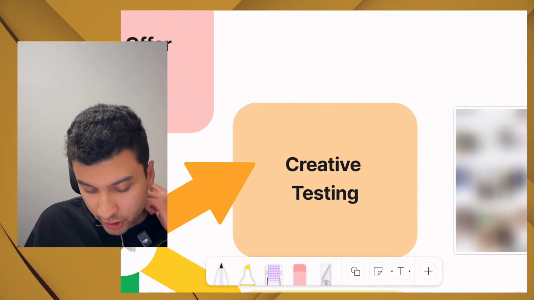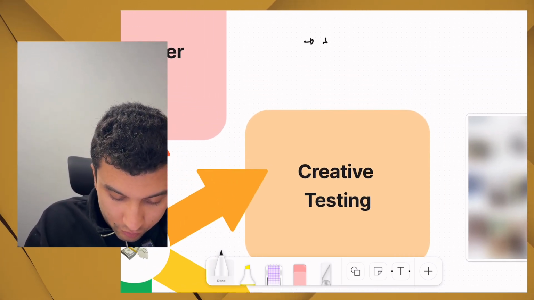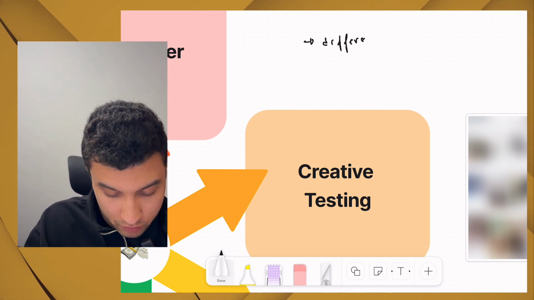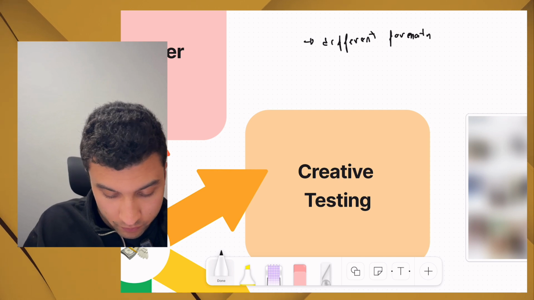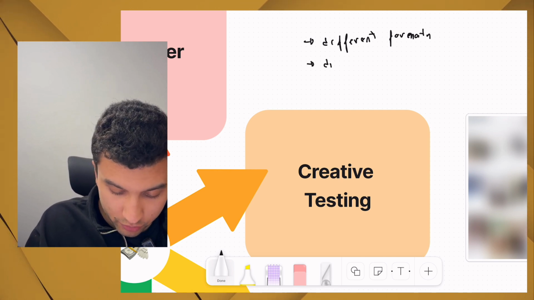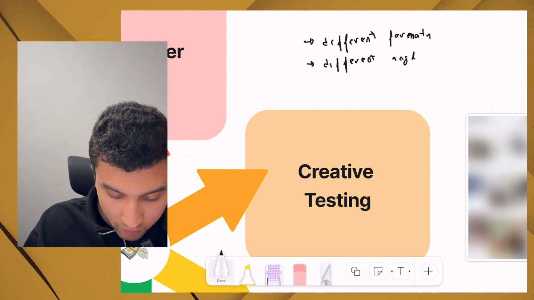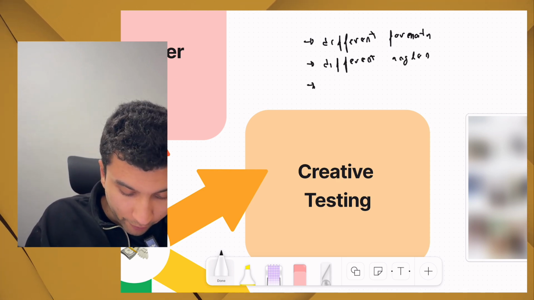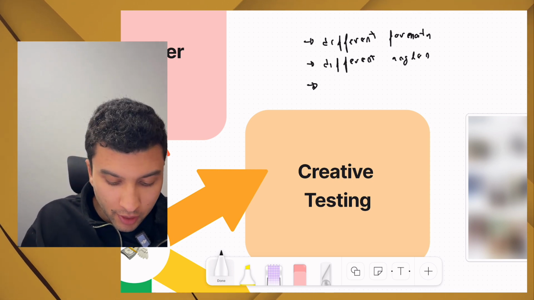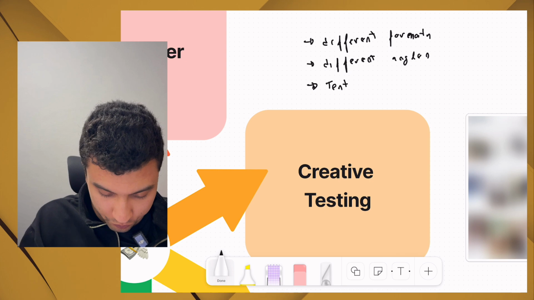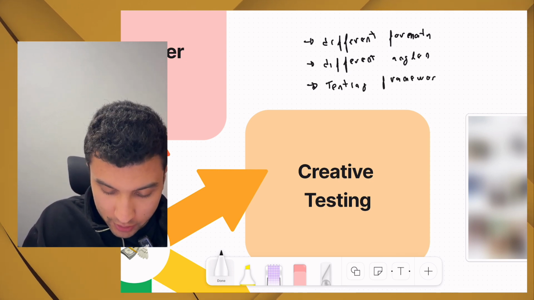Now, another good tip here is, so let me just write here. So one is going to be different formats. Different angles. Now, you want to have some kind of testing framework. What I mean by this is you should always be testing different ads, right?